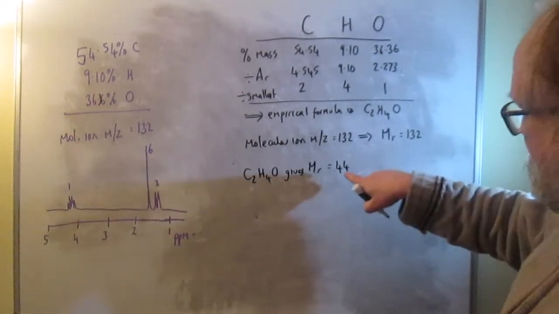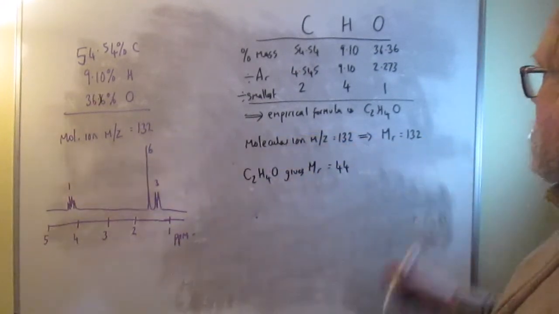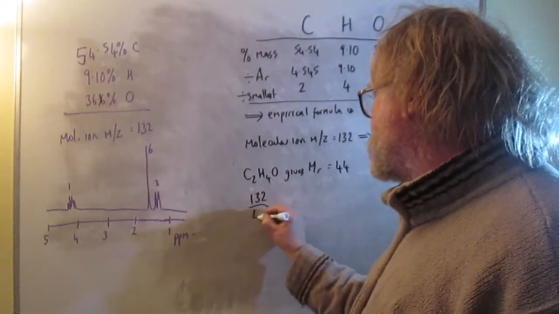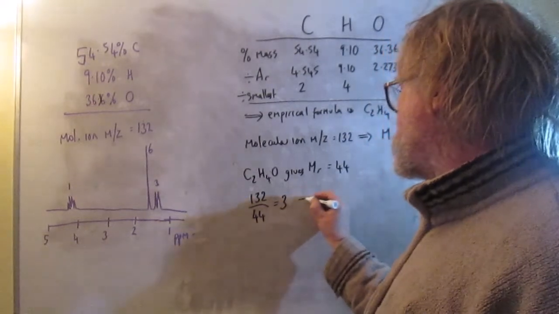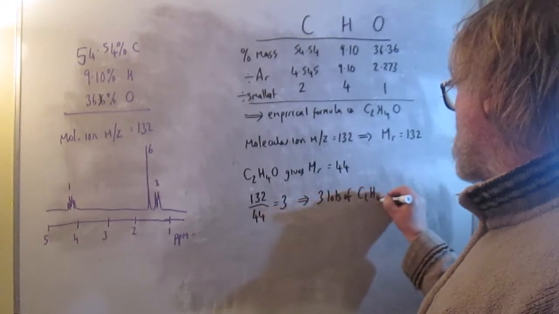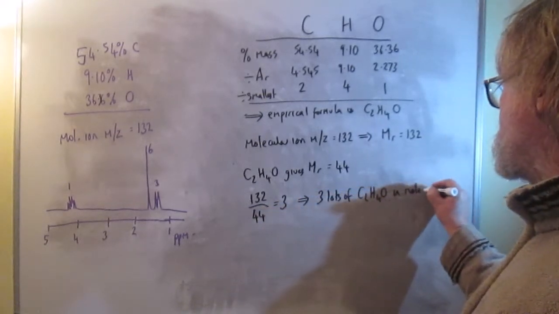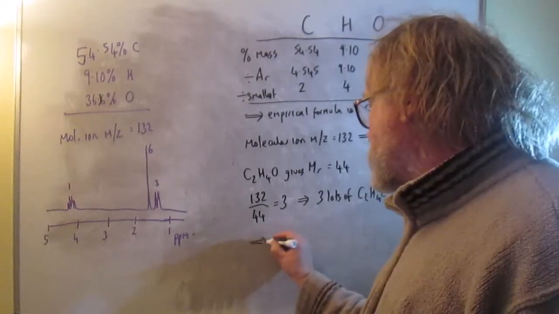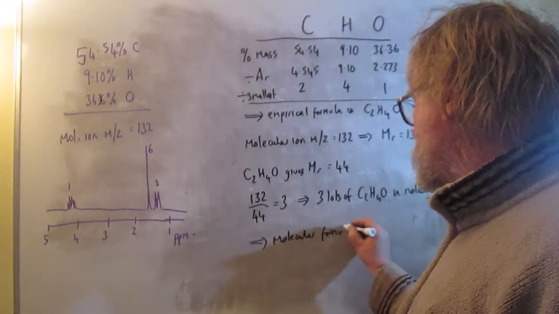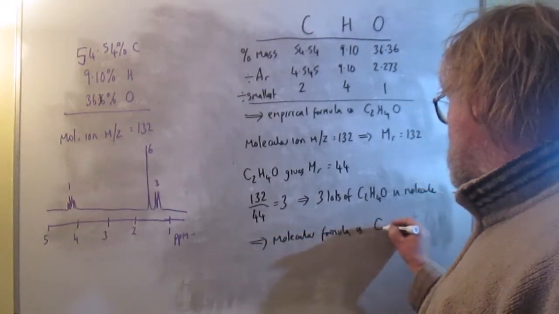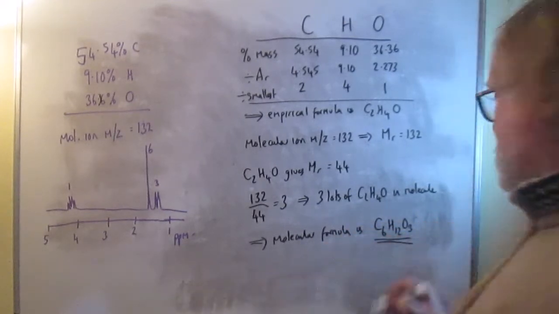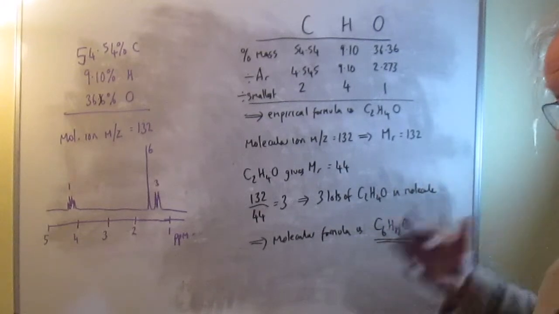And you can see that if you multiply that by 3, you get 132. So we could write that 132 over 44 is equal to 3, which means that there are 3 lots of C2H4O in the molecule. And that means that the molecular formula is C6H12O3. Okay, and that's then our starting point for interpreting the NMR data.